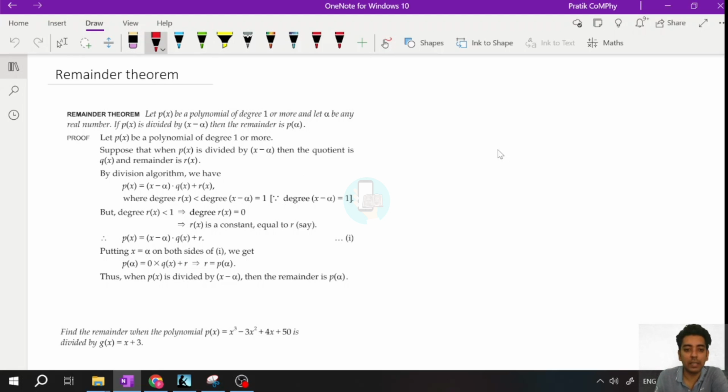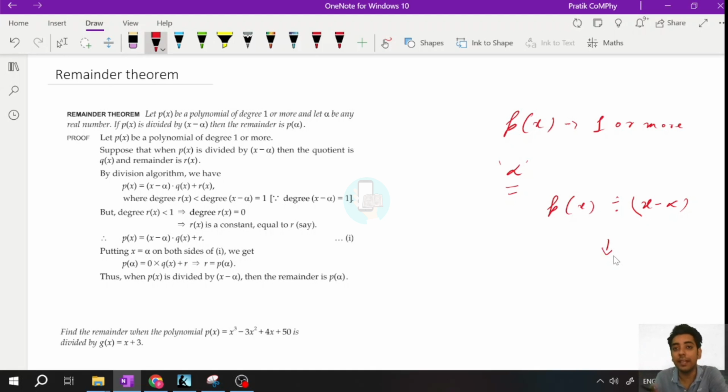So there is a proof where we say the remainder theorem. As you can see, there is a polynomial p of x. Here they have said that the degree of p of x will be 1 or more. And alpha is any real number. So when I divide p of x by x minus alpha, the remainder that comes, you do not have to use division directly. You can simply say that the remainder would be nothing but p of alpha. That's it. Now there's a proof to it, which you need to understand, and then I'll solve two questions on the same.